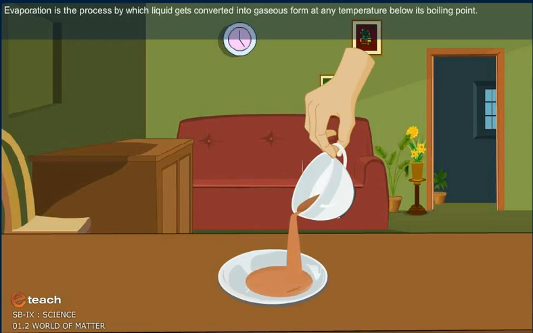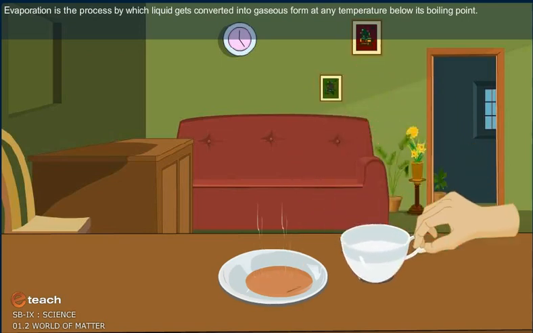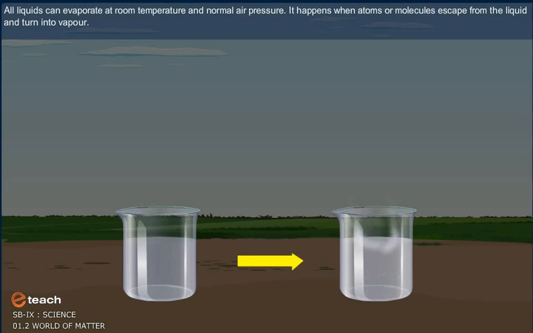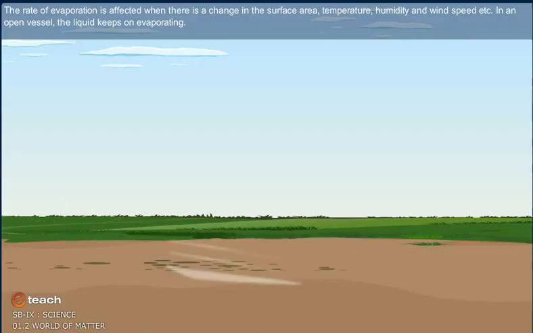Evaporation is the process by which liquid gets converted into gaseous form at any temperature below its boiling point. All liquids can evaporate at room temperature and normal air pressure. It happens when atoms or molecules escape from the liquid and turn into vapor. The rate of evaporation is affected when there is a change in the surface area, temperature, humidity and wind speed, etc. In an open vessel, the liquid keeps on evaporating.